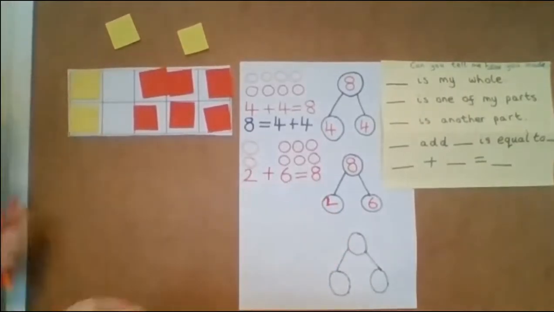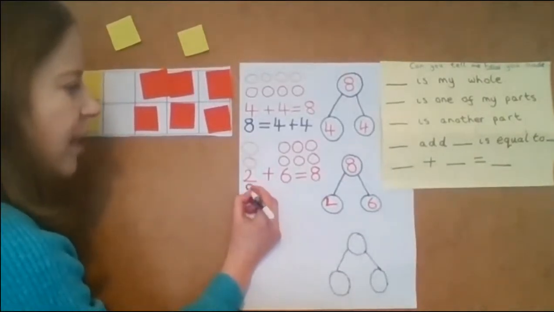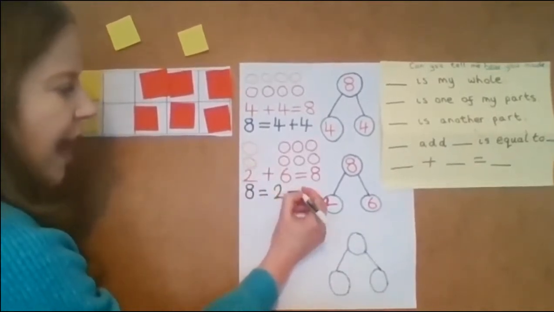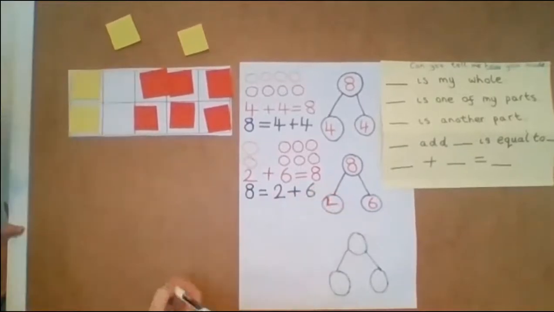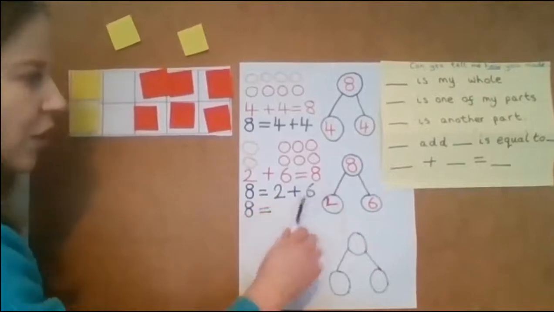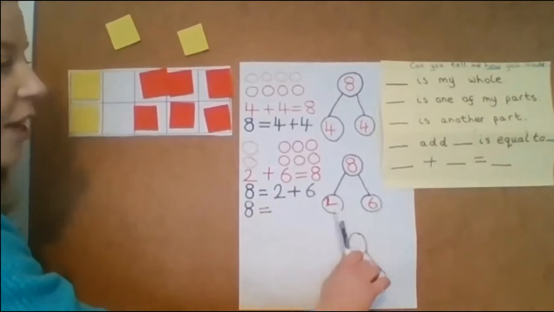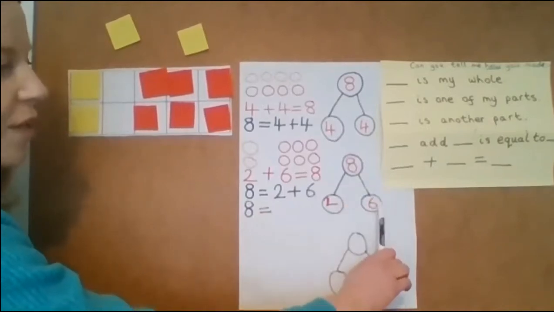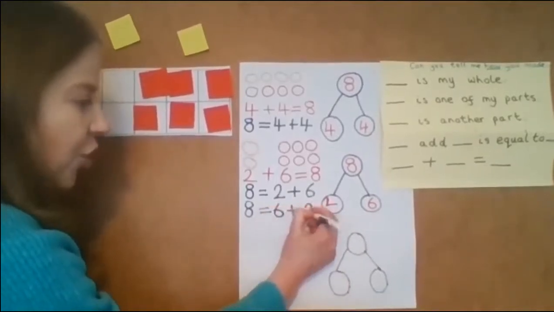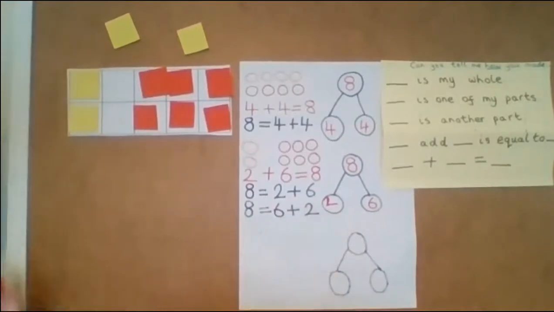Some of you might want to challenge yourself by writing your number calculation in a different way. I could write 8 equals 2 add 6, or I could write it in a different way. 8 equals, I could change this around, so this is our number bond. So I know that 2 add 6 is 8, but also 6 add 2 is 8. 6 add 2 equals 8. 8 equals 6 add 2.